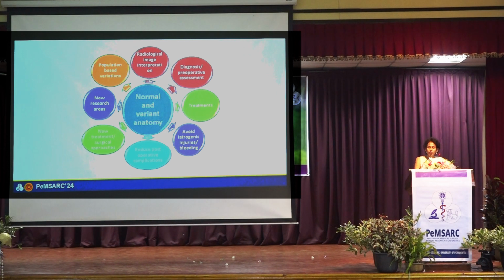This normal and variant anatomy will help you with radiological image interpretation, diagnosis and preoperative assessment, treatments, and to avoid iatrogenic injuries or bleeding during surgeries, and reduce post-operative complications, and again, to propose new treatment or surgical approaches. Then again, you can get new research ideas, and there are some population-based variations also.